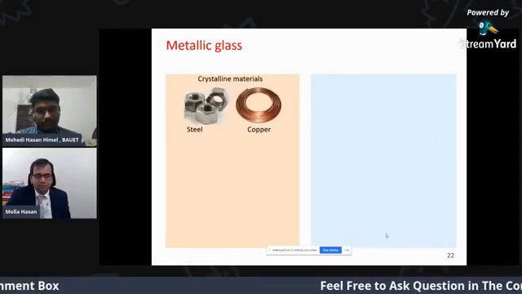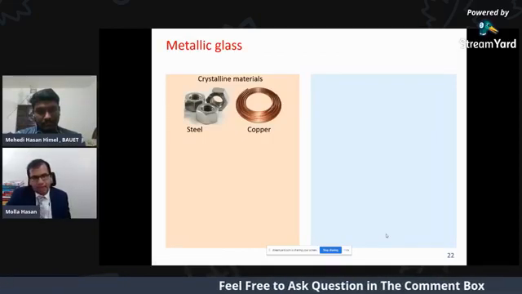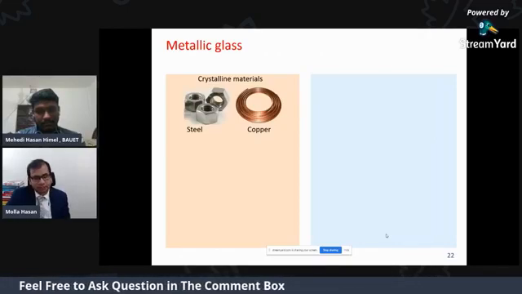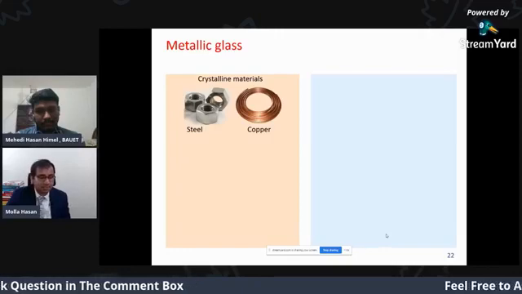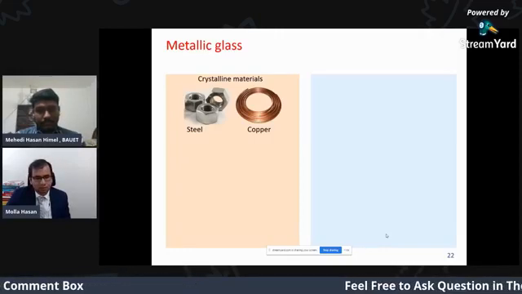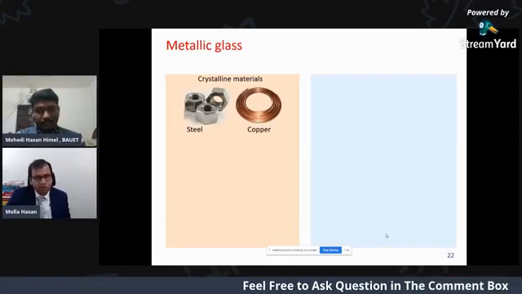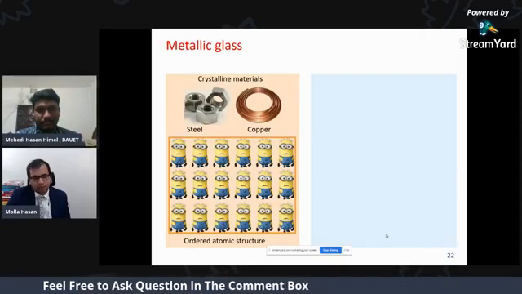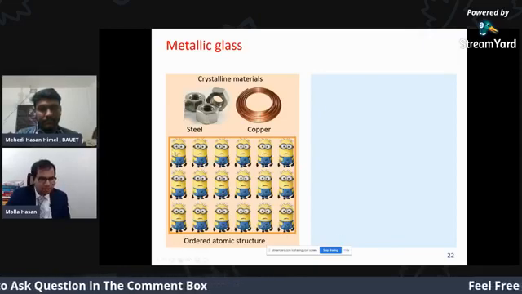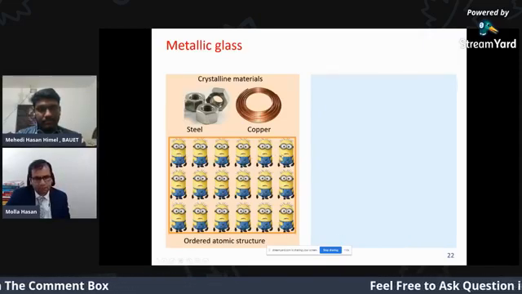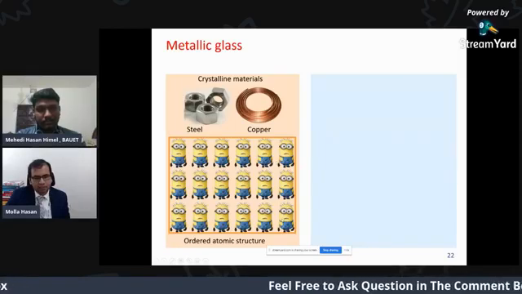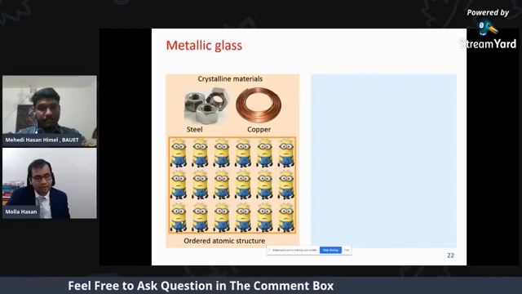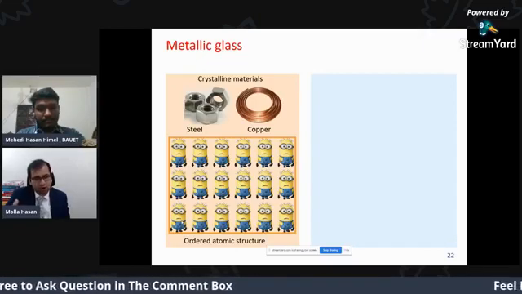Now, what is metallic glass? Traditional crystalline materials like steel and copper have ordered atomic structures. If each minion is an atom, in steel and copper they are in order. They have a crystal structure. Crystal structure is an ordered atomic structure.